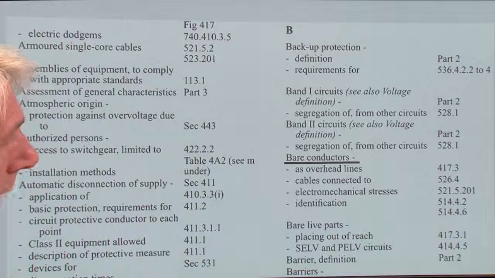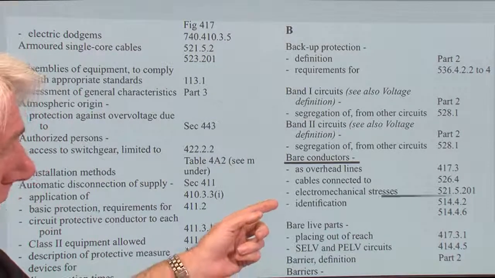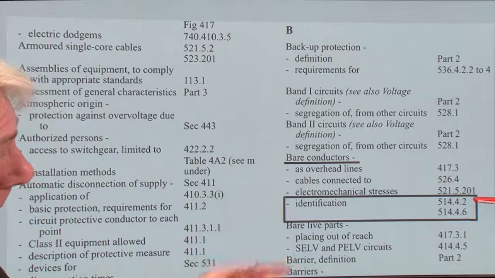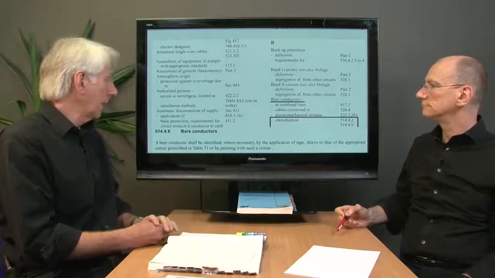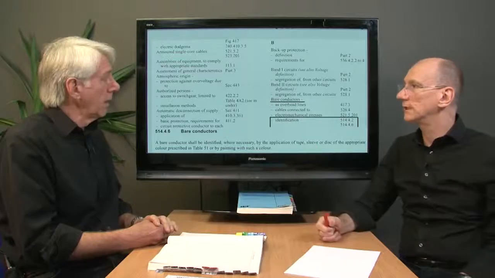Yeah, if you just can't think where to go, have a look at the index, have a peruse, and there it is, bare conductors. As you go down, you can see there are two regs that cover it, and one of them is 514.4.6, the one we just looked at, which covers bare conductors and painting with such a colour. So two routes, two good choices. Yeah, I got that one right. Well done. Oh, I think you did better than that, Dave.